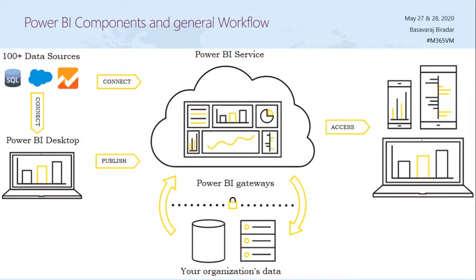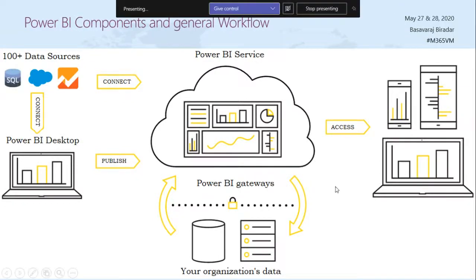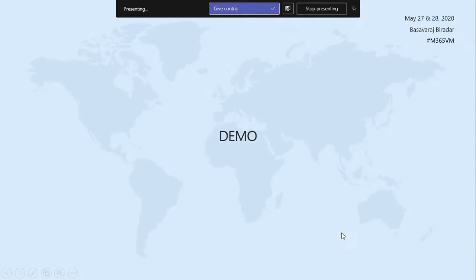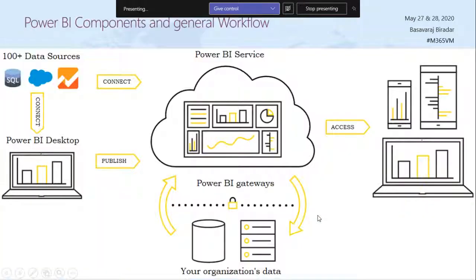Moving on, let's understand what the different Power BI components are and generally how the workflow works. Power BI Desktop is one of the main components. It is like an exe which you can download from powerbi.microsoft.com. It is a completely free product. You can download and install it on your machine.